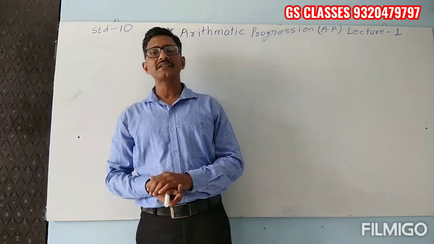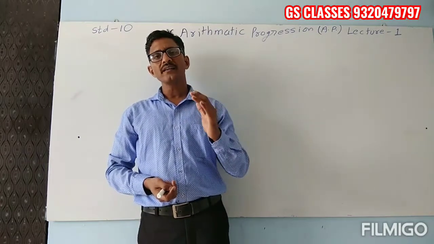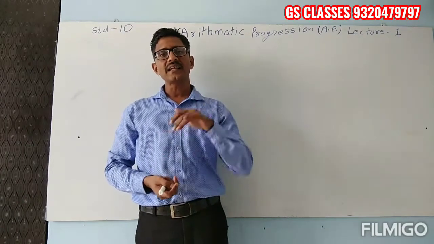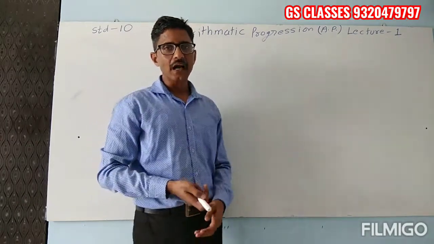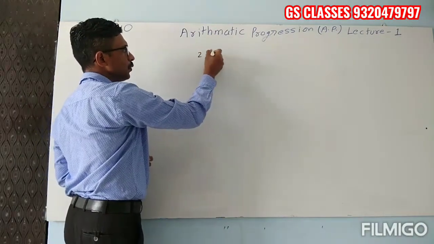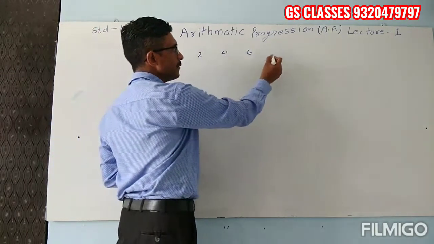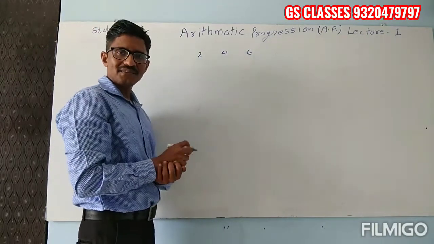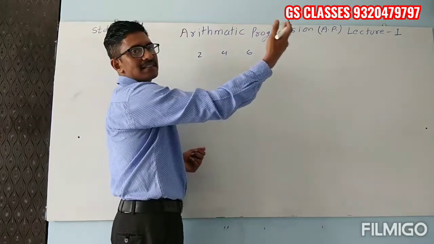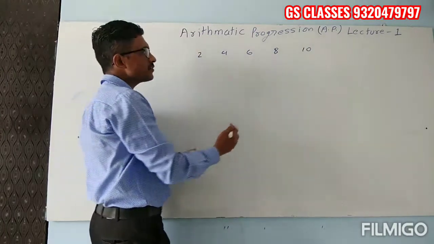Here we are going to write a series of numbers where you will be able to predict the next one. Let us see how it works. Suppose I am writing 2, 4, 6. Can you tell me the next number? Yes, it's very easy. It is 8. What is the next number? It is 10. And so on.